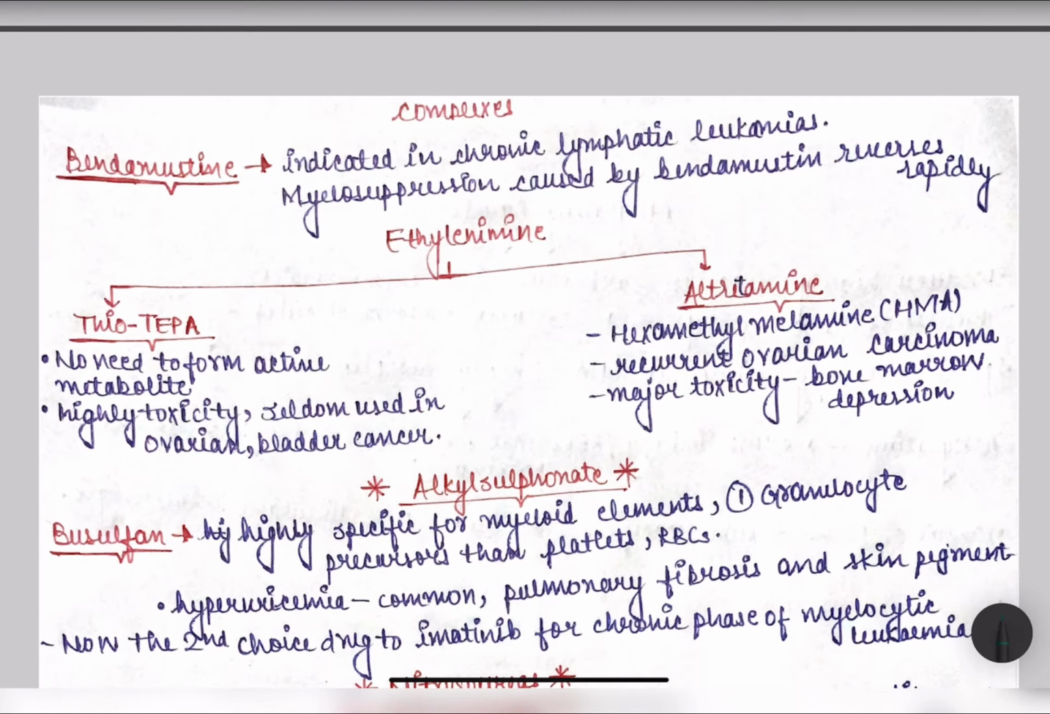Now bendamustine is indicated in chronic lymphatic leukemia, and we had discussed what the drug of choice for CLL is. It is chlorambucil, okay? And the myelosuppression caused by bendamustine reverses rapidly, okay? So it is very rapidly degraded, and its plasma half-life is 30 minutes, okay?